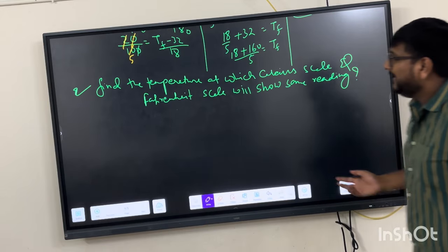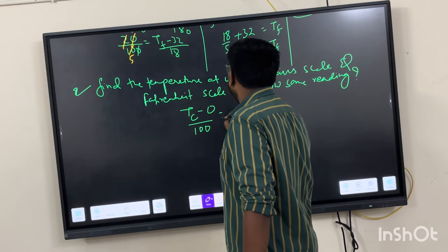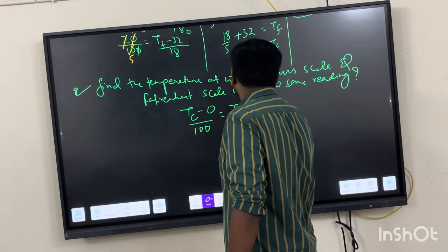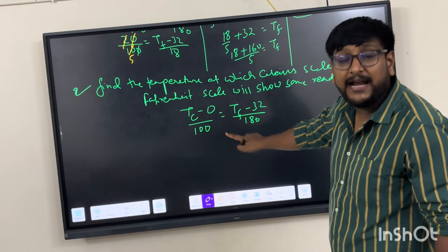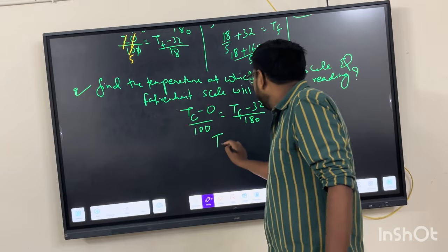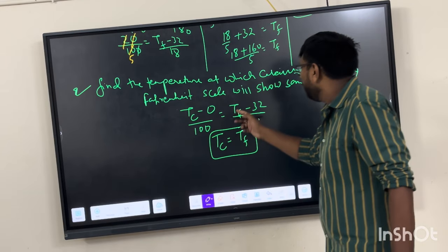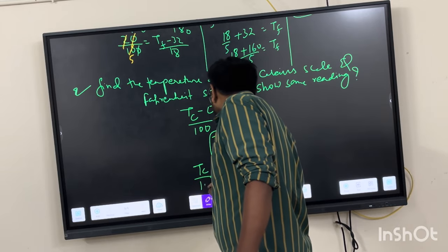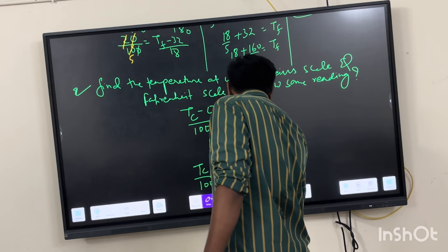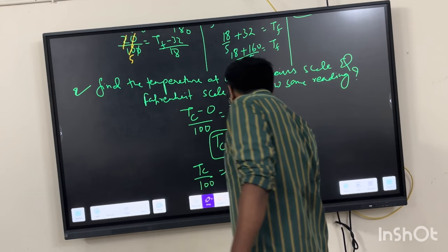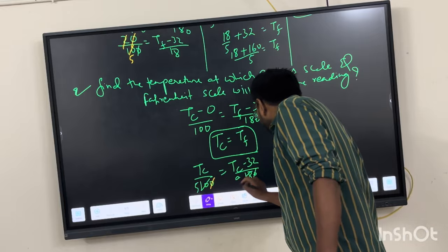How will we do it? It's very simple. We know that the relation is (Tc minus 0) by 100 equals (Tf minus 32) by 180, and if the temperature in the Celsius scale and the Fahrenheit scale is the same, then Tc is equal to Tf. So you can replace: Tc by 100 equals (Tc minus 32) by 180. Correct? So this 0 cancels out, 2 5s are 10, 2 9s are 18.